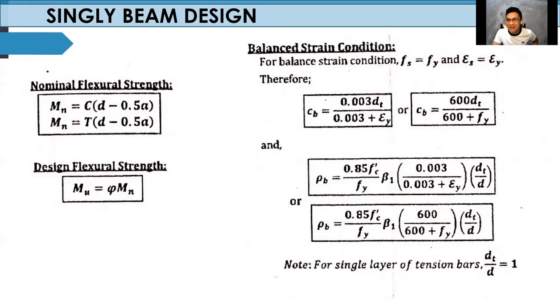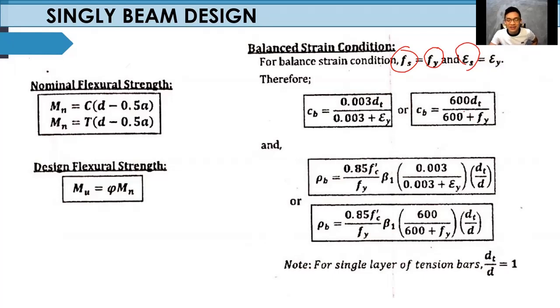Ano yung ibig sabihin dyan? So, if our problem states na balance yung ating strain condition, therefore, yung ating strain is balanced. Ang ibig sabihin po niyan is yung ating Fy ng ating steel, that is equivalent of our Fs. Same lang daw siya. Or ibig sabihin, yung ating Es or yung ating epsilon S is equivalent ng ating epsilon Y.